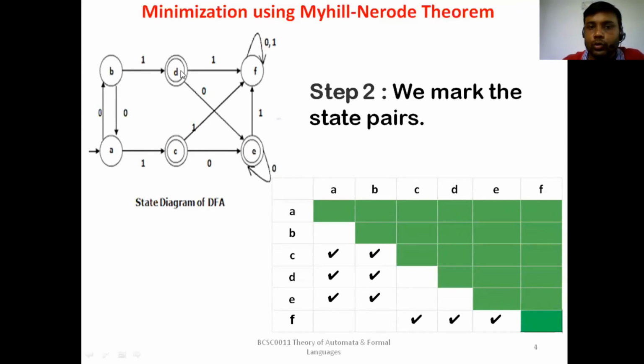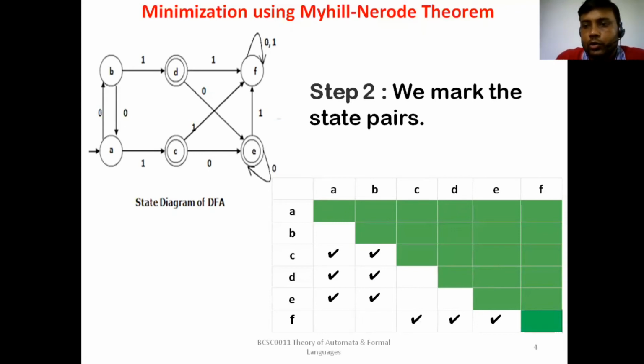So one input for B goes to D and one input for F goes to F, and the pair DF has been marked already. Here DF has been marked already. So that's why we have added a marking to this BF cell. Now let us say this CD.